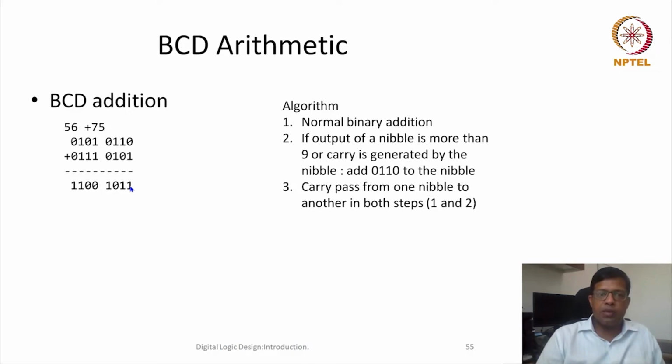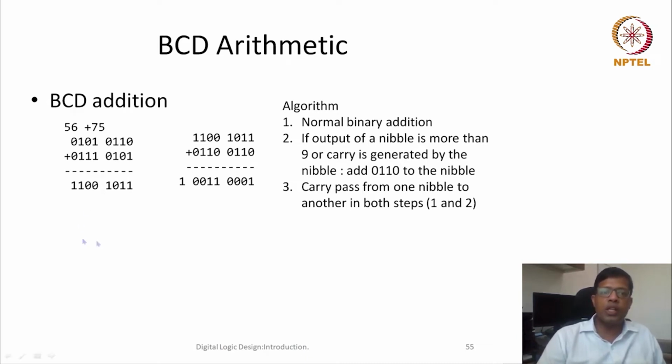So for example, we'll see using this. If the output of my binary addition is more than 9, then I have to add 6 to that particular nibble. After adding two BCD numbers here, the output 6 plus 5 will become 11. Now 11 is more than 9. If I add 6 to it, then it will become 1, and a carry will also be generated.